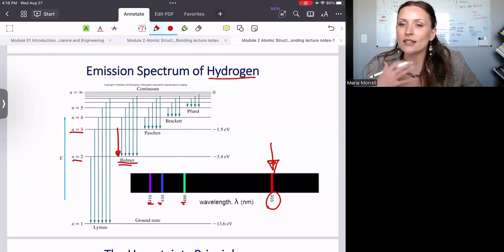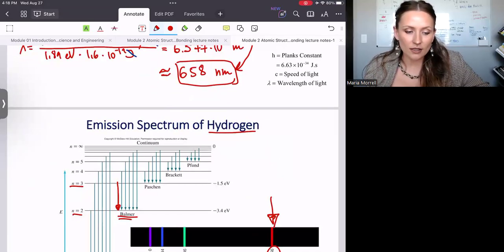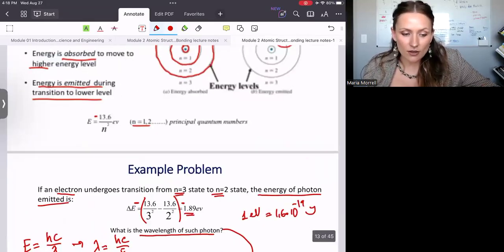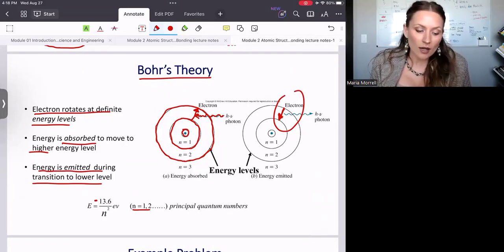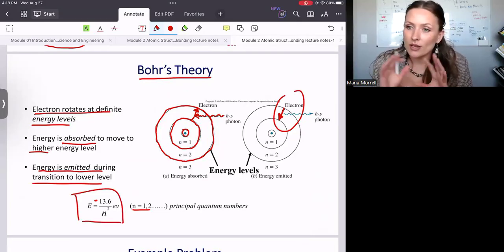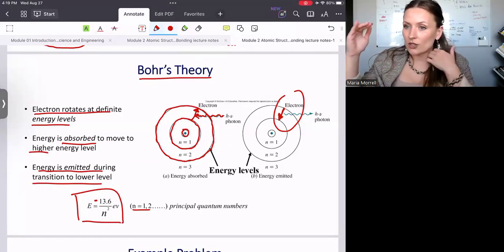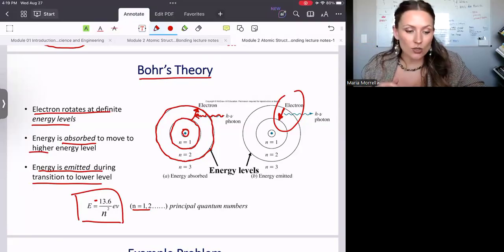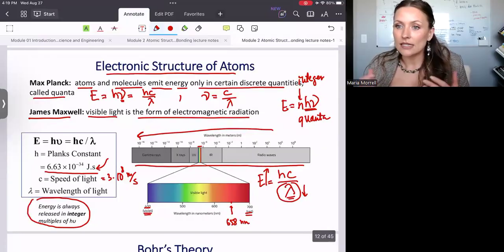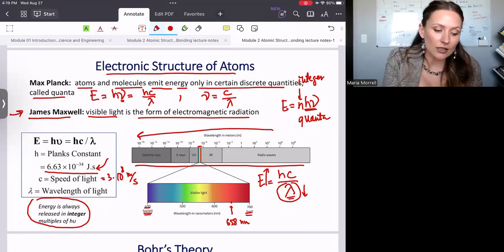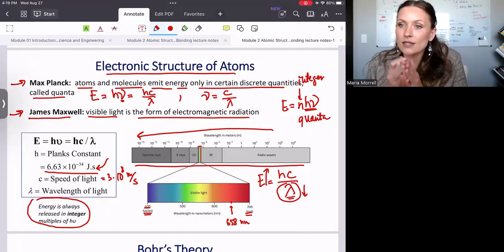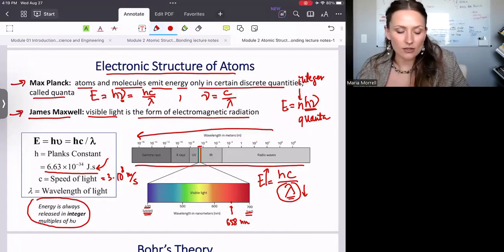So you can imagine the significance of all these discoveries, and specifically Bohr's theory, right? Because everything he said was just confirmed using the hydrogen atom, right? And he wouldn't be able to come up with this equation or even come up with his explanation where you have the electron that rotates at definite energy levels and how you can estimate those energy levels. He wouldn't be able to arrive at this conclusion if he didn't rely on the findings of James Maxwell about the electromagnetic radiation, and Max Planck, where he said that the atoms and molecules emit energy in certain discrete quantities, okay?